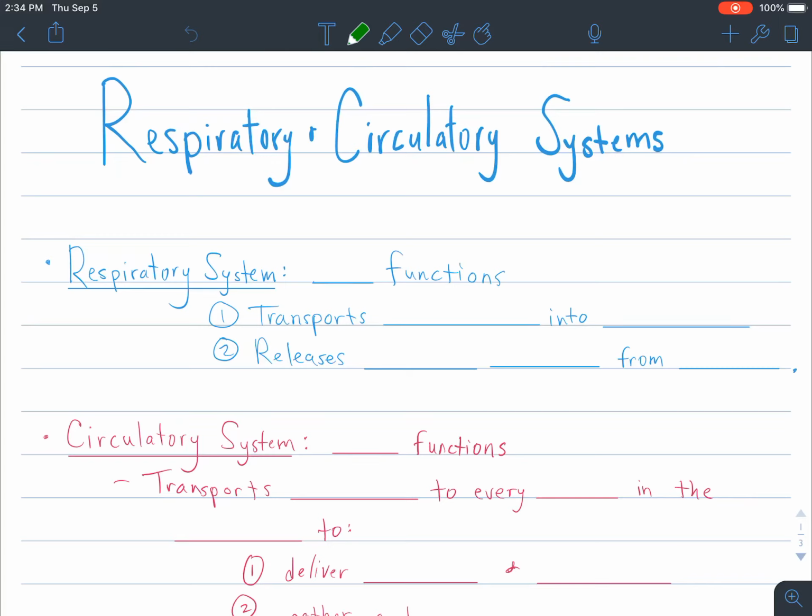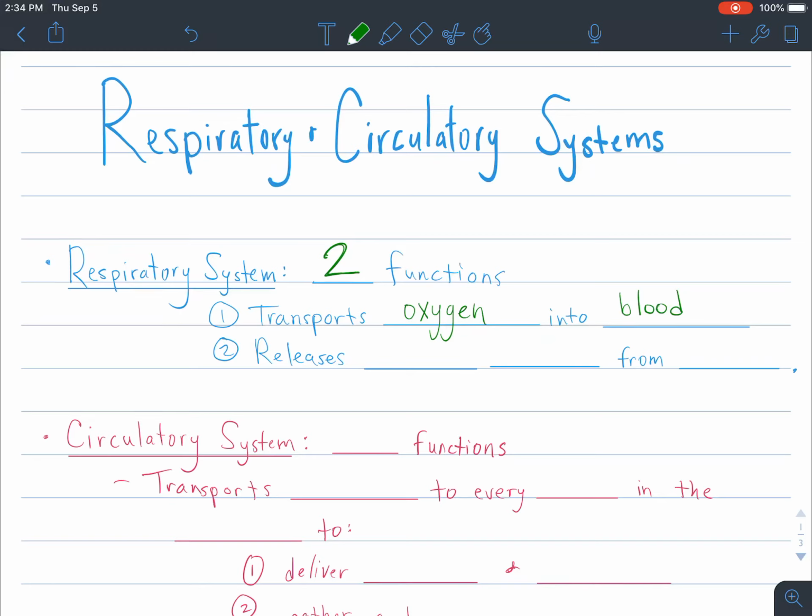So to begin with, our respiratory system has two main functions. And the first function of the respiratory system, the first reason we breathe, is to transport oxygen that we get from the air, to transport that oxygen into our blood. And we do that by taking a breath in through our mouths. It goes down into our lungs. That oxygen sits in our lungs and actually transfers into the blood.